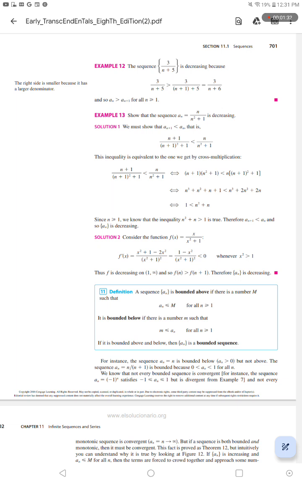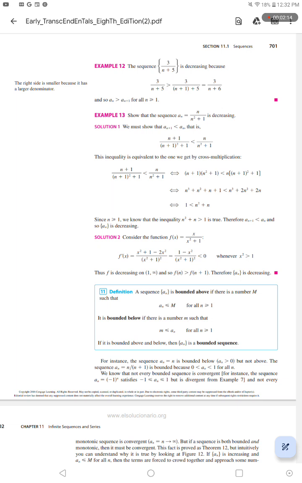Suppose (n+1)/((n+1)²+1) is less than n/(n²+1), which is equivalent to (n+1)(n²+1) being less than n((n+1)²+1). Next line: n³ + n² + n + 1 is less than n³ + 2n² + 2n, and 1 is less than n² + n.